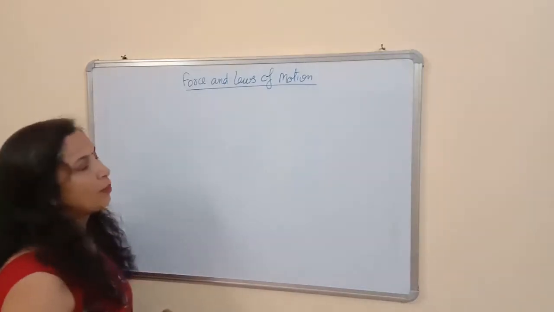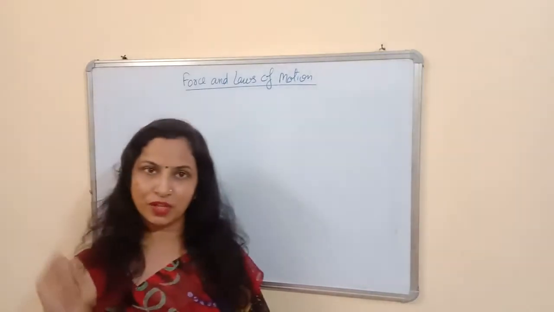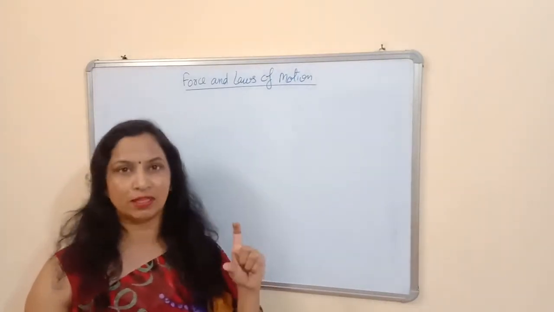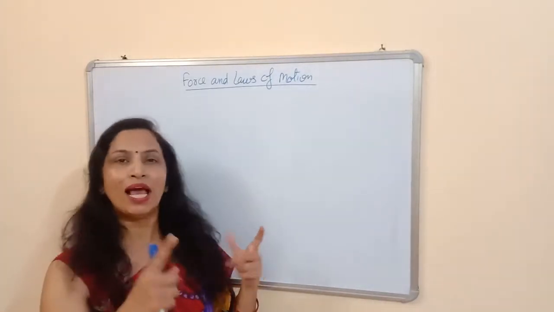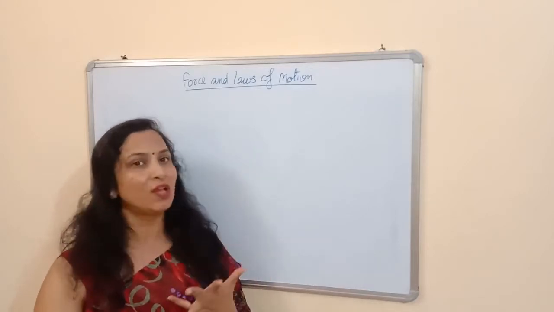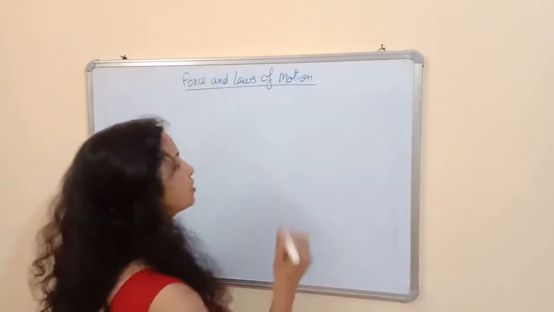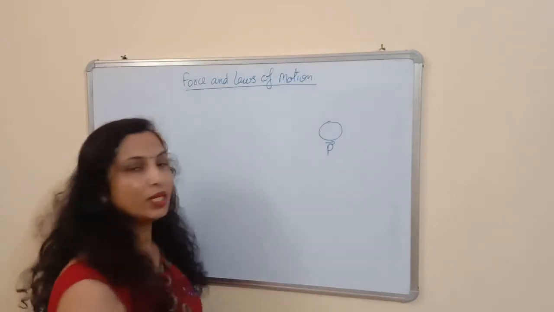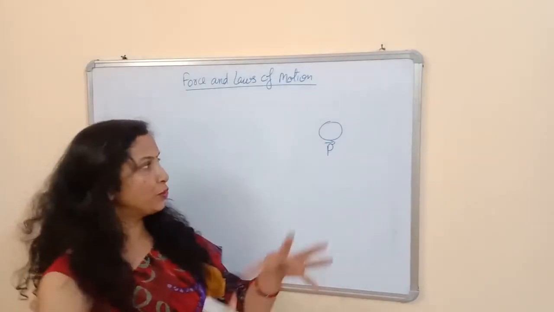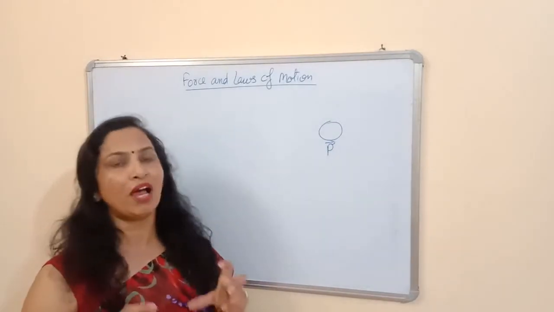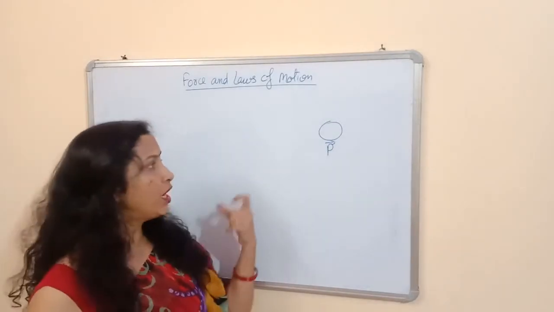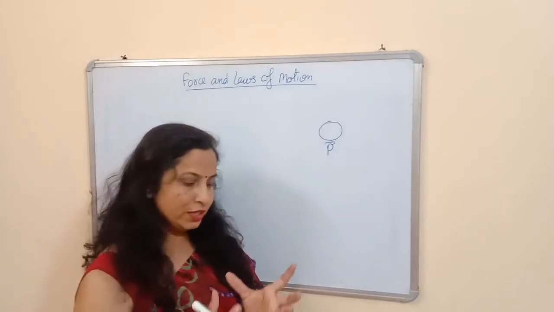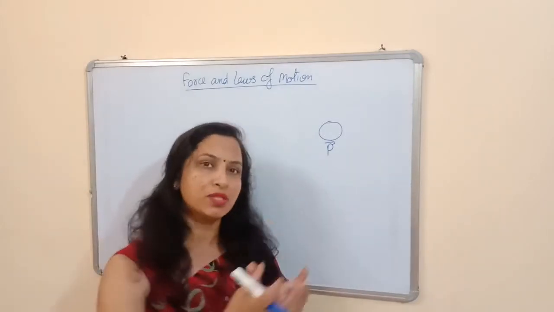So actually what happens when a ball is moving towards you, when you are going to catch a ball, this ball has momentum. Momentum is, this ball has mass as well as velocity. So a ball which is coming towards you has some momentum. Now you are going to catch the ball. What happens after catching the ball? What happens to the momentum of the ball?